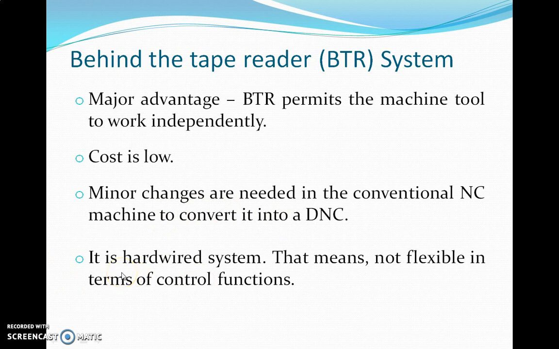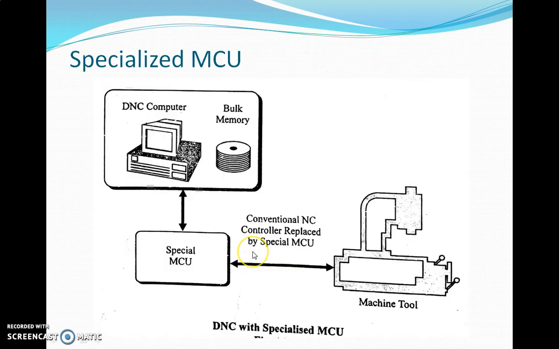Basically it is a hardwired system, because we have not removed the NC controller, so it has certain hardwired units in it. That means this machine is not flexible in terms of control functions. The interpolation functions or the cutting actions that we can perform in NC systems are not very flexible. It can either perform straight contours or, at most, circular contours only. So this is a hardwired system.